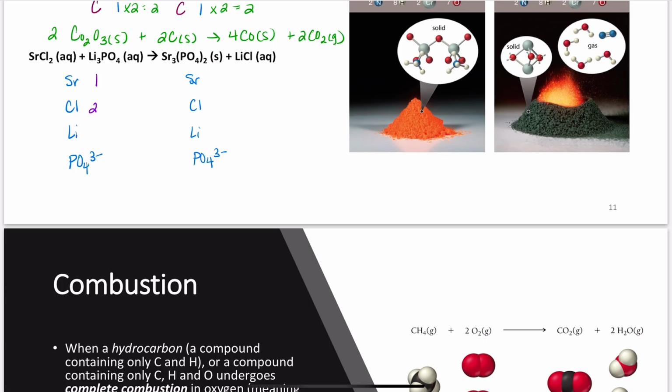Strontium on the reactant side, I have 1. Chlorides, I have 2. Lithium's 3, and phosphate's 1. On my product side, strontium, I have 3. Phosphate, I have 2. Lithium, I have 1. Chloride, I have 1.